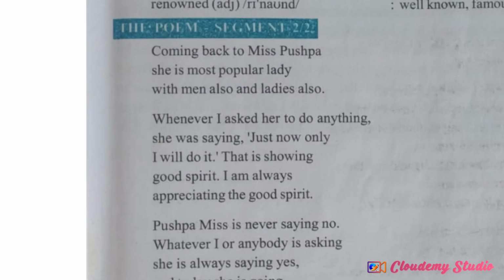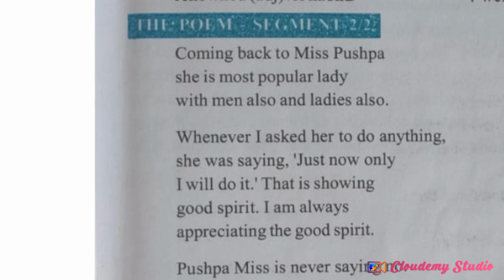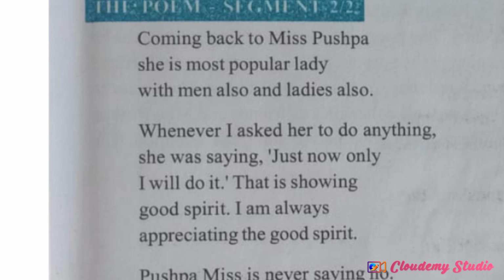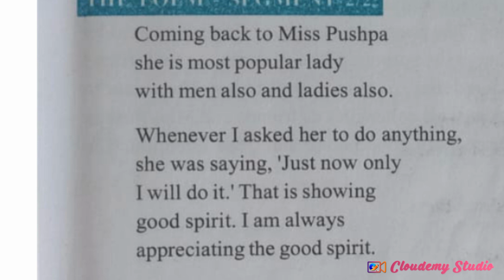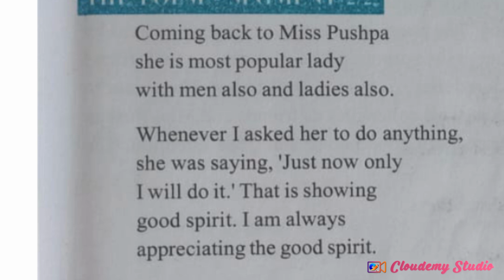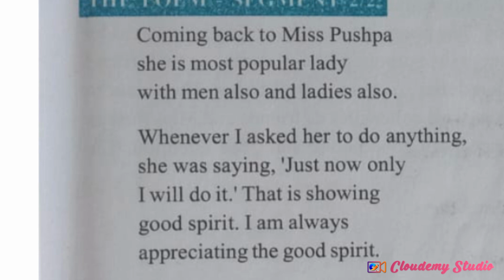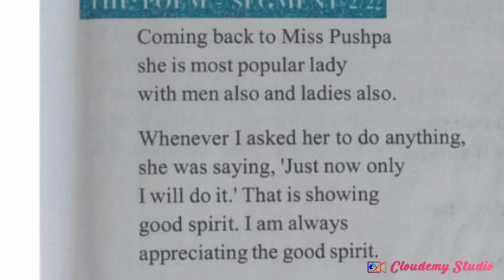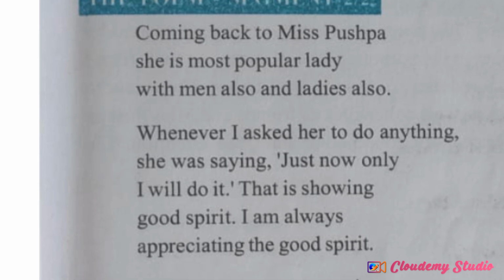In the next segment, you will see, coming back to Miss Pushpa. Again, he is on the track now. He is talking about Miss Pushpa. She is the most popular lady with men also and ladies also. What does it mean, with men also and women also? He wants to say that Miss Pushpa is a very popular person, and all the members where she works know her very well. But here he is discriminating gender-wise and explaining that men also and ladies also know her very well.